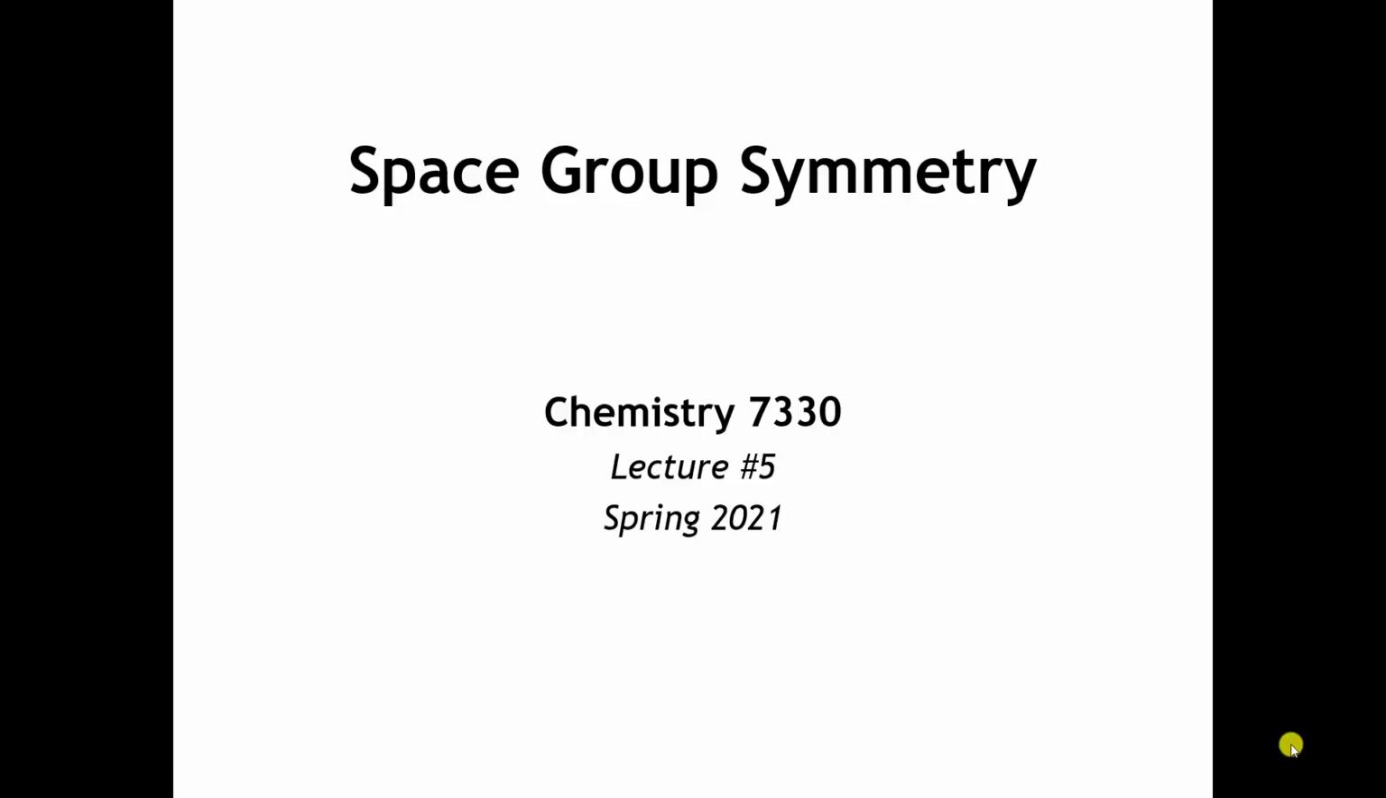In the earlier lectures, we've been talking separately about the translational symmetry of a lattice and the point symmetry of the objects that go into the lattice. In this lecture, we're going to put both of these things together, translational symmetry and point symmetry, to make something called space group symmetry, which is the symmetry that we use to describe crystals.